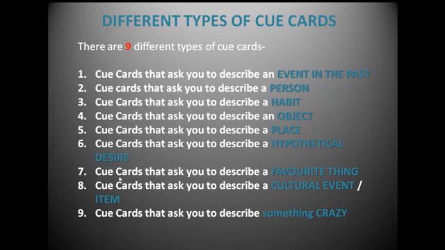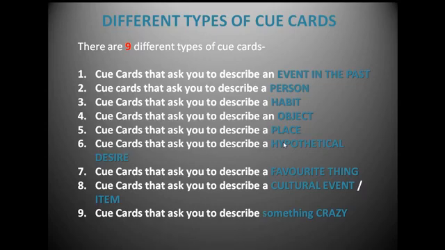Okay, moving to the next category, we have cue cards that ask you to describe a favorite thing. Then cue cards that ask you to describe a cultural event or an item. And the last category is cue cards that ask you to describe something crazy. Okay, I hope that this effort will be fruitful, so that you can have a good explanation when it comes to your cue card explanation.